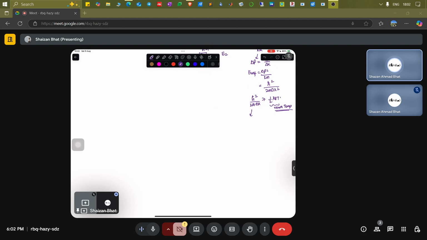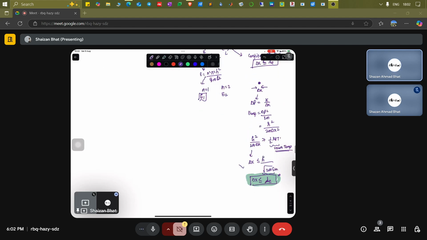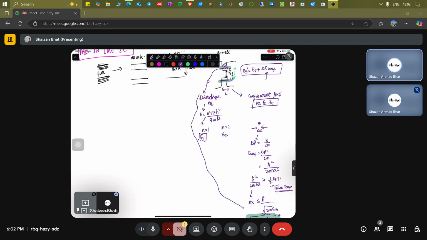Okay, so you can just shuffle it and you get delta x to be less than h bar over the square root of twice m e thermal. And you know this particular thing is basically the de Broglie wavelength. So whenever the dimensions are equivalent to or less than the electron wavelength, you have the confinement effects coming into the picture. That means the electron now behaves like a wave, no longer behaves like a particle. And you have to solve the Schrodinger equation for it now. So that is how you go from a classical electron to the wave nature of electron.